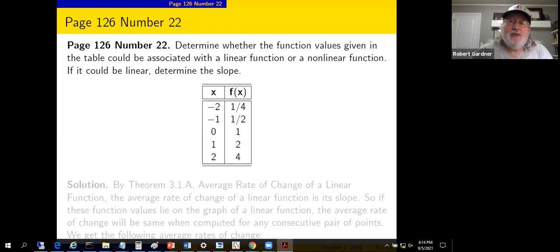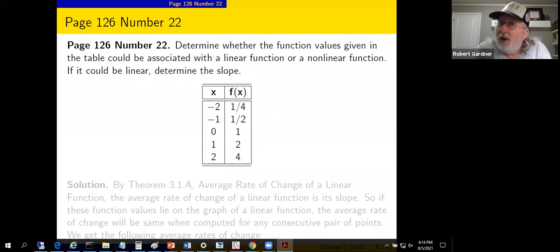Let's look at another example where they give us data. They say determine whether the function values given in the table could be associated with a linear function or a nonlinear function. If it could be linear, determine the slope. And they give us a bunch of x and f of x values, effectively x and y values.